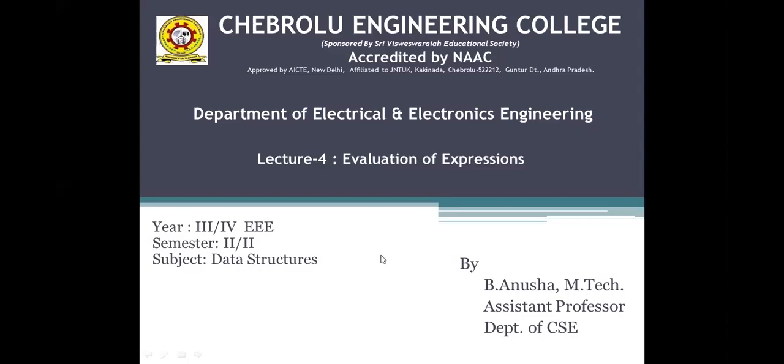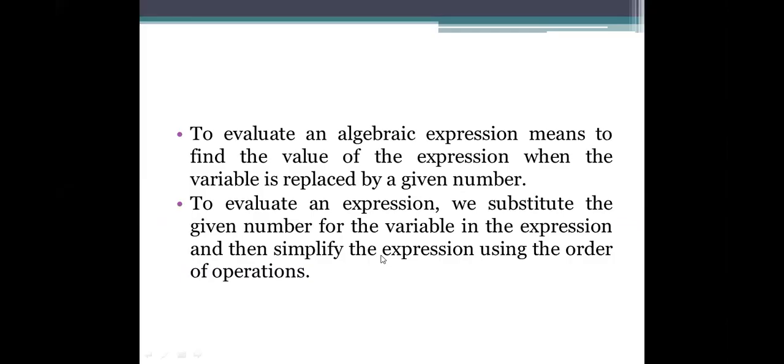Good morning, class. Today we will see another topic, that is the evaluation of expressions. So we are in programming or in the manual also, we do evaluating the algebraic expressions thing. Means the expression will be given and we need to find out the final answer of that processing.